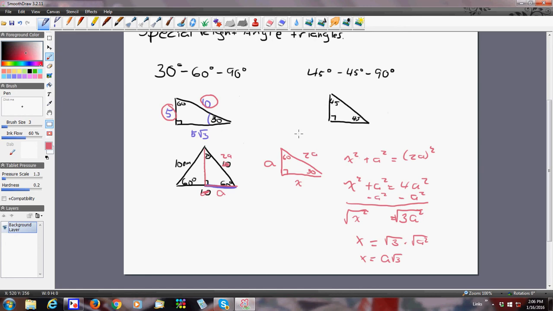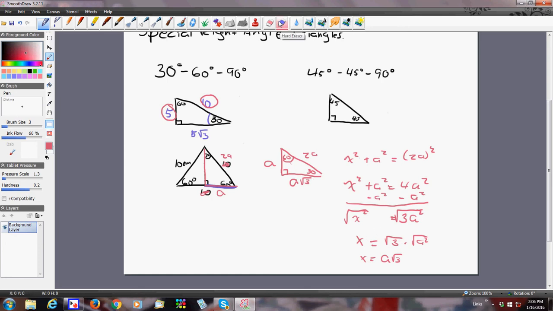So, what does that all mean? It means that this side opposite the 60 degrees is always a radical 3. So if A equals 5, it'd be 5, 10, 5 radical 3, which we showed before. But if A was 4, it'd be 4, 8, 4 radical 3. And you can see that that's always true.